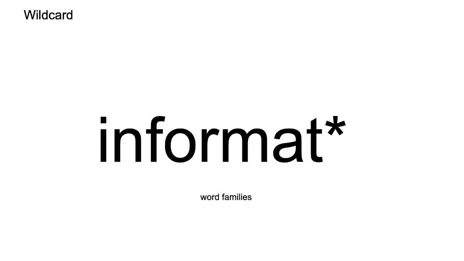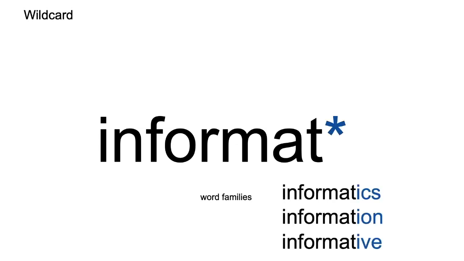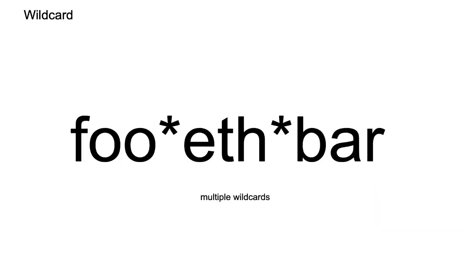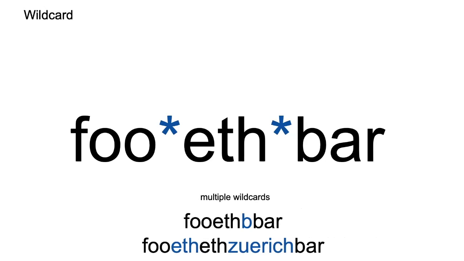Now, another way that you can do this is to put it at the end. This is basically a simulation of stemming, right? So it's basically for the families of words. If you have informat, then you match informatics, information, informative, and so on. So that's what the star at the end could give you. And then, of course, you can have multiple wildcards. This is, of course, completely made up, right? But basically, you would match whatever you put, even nothing, right? The star can also match nothing. So this would match all of this.